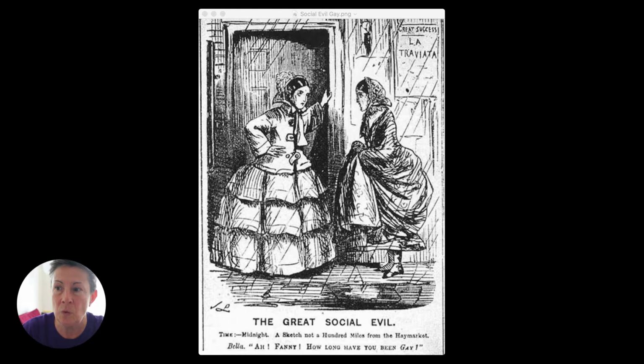We've got two women talking to each other. So the time is midnight, so we know it's at night, in the evening. A sketch not 100 miles from the Haymarket. So what is the Haymarket and why is that location significant? So we'd want to look that up. And Bella says, so we just have one person talking. So who is the one talking? Can you tell from the image? Bella says, Fanny, how long have you been gay?